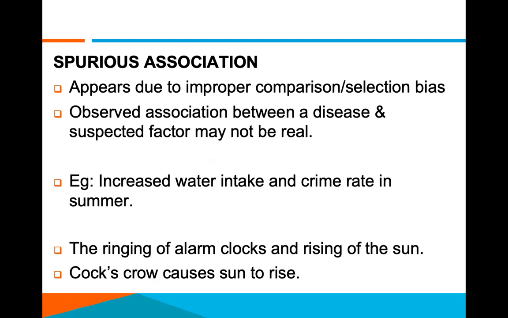Here, it is observed that the association between the disease and a suspected factor may not be real. For example, somebody can say, oh, I went to the lecture room today and I was bitten by a mosquito in the morning. In the evening, I have a headache. And so I have malaria, bitten by a mosquito. This could be spurious, because the comparison can be biased or it can be improper.